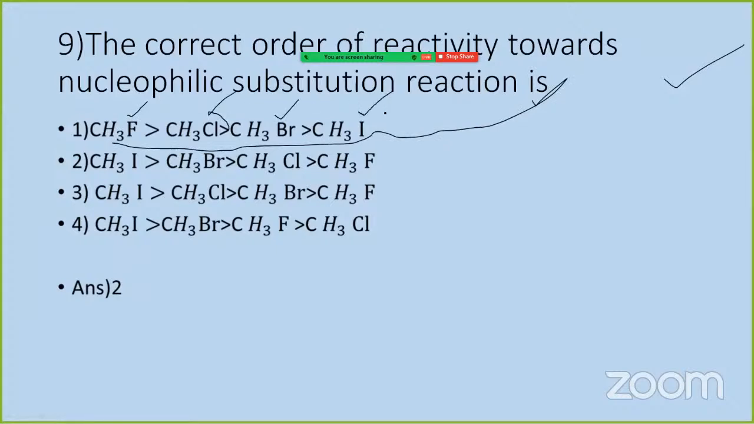Fluorine is the smaller in size, so that is the order: alkyl fluoride, alkyl bromide, and alkyl iodide. For nucleophilic substitution reaction, the larger the size, the greater the reactivity. In all these, which is the larger size? Iodine. After iodine comes bromine, then chlorine, then fluorine. For a nucleophilic substitution reaction to occur, the size should be more. As the size increases, the reactivity of that reagent will increase.